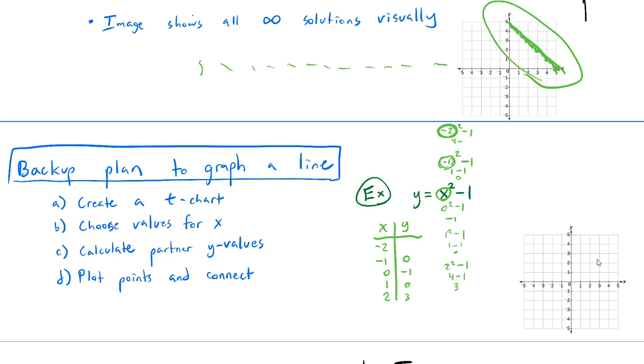Minus 1, so that's 4 minus 1, that's 3. Oh, look at that. And then we just go over here and we graph those. We go, oh, -1, 0. And we go 0, -1, and 1, 0, and 2, 3, and -2, 3. And oh, look at this.